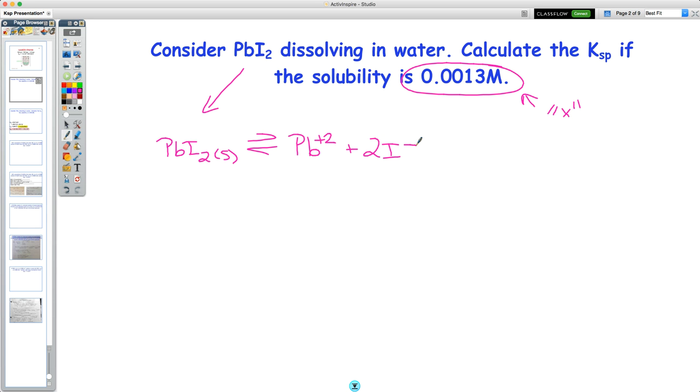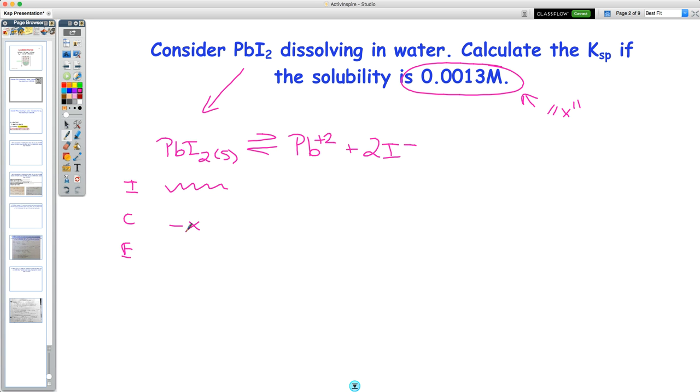Looking at this, we're going to have an ice chart. Initial, change, end, or equilibrium. And it looks like my solubility is already given to me. So if I have a certain amount of the lead iodide, I don't really care what it is because it's a solid. It's not going to be in my equilibrium expression anyways.